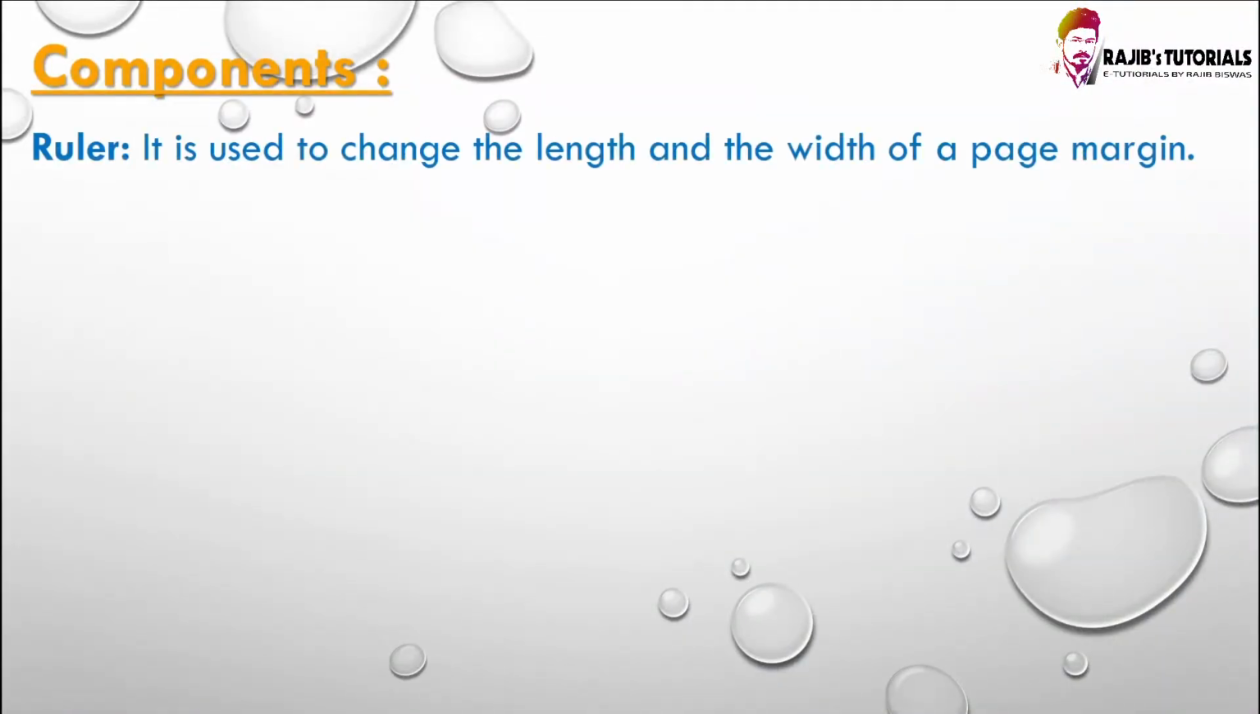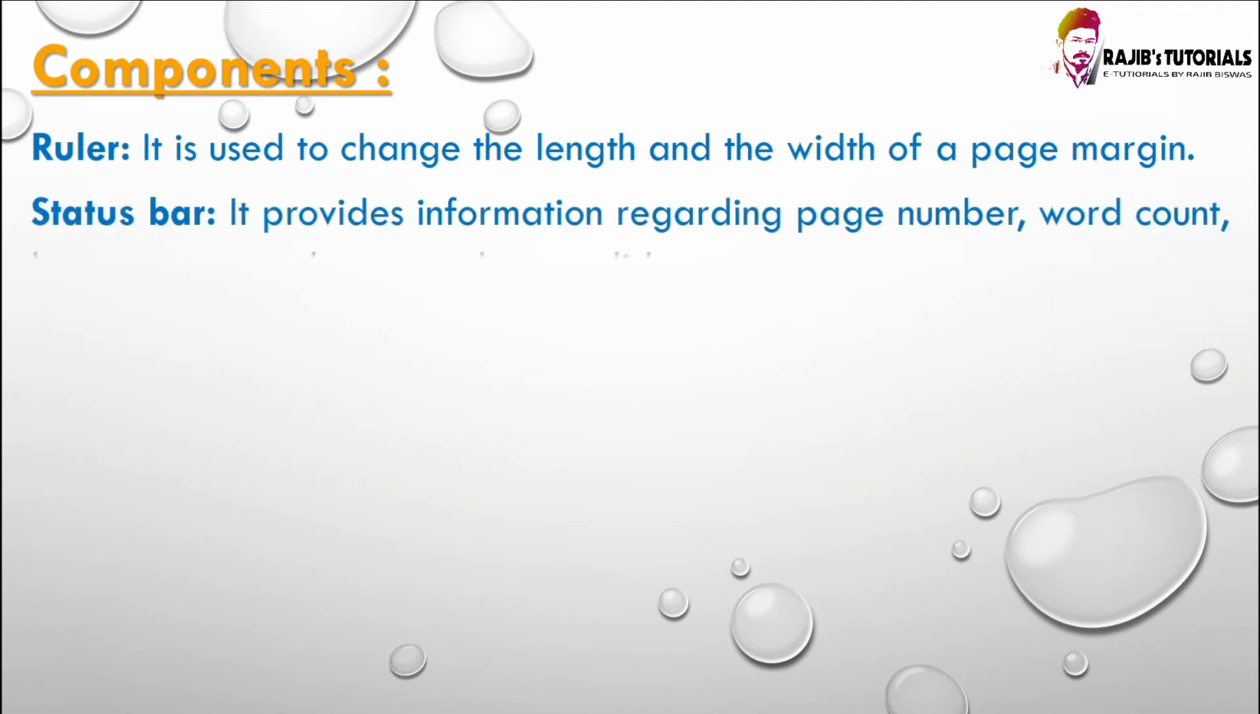Next component is ruler. It is used to change the length and the width of a page margin like a normal ruler that we see in our daily life. Next component is status bar. It provides information regarding page number, word count, language, page layout and zoom slider.